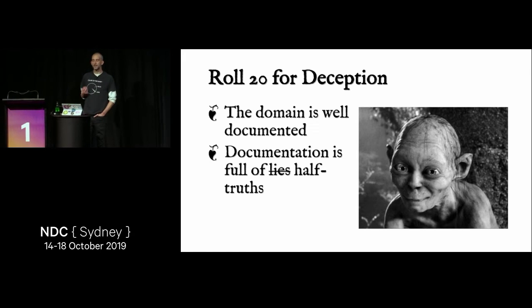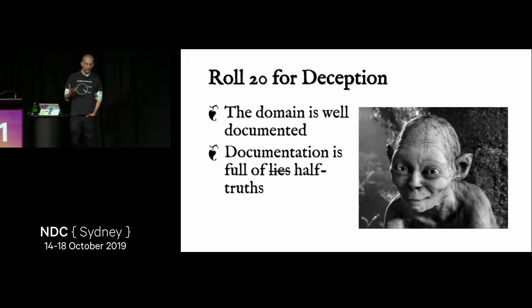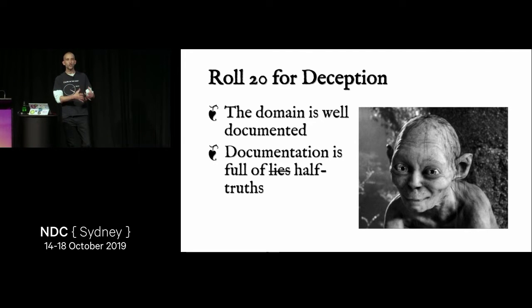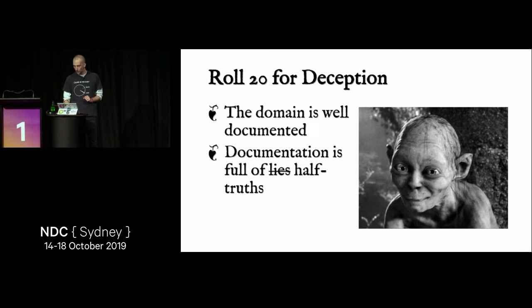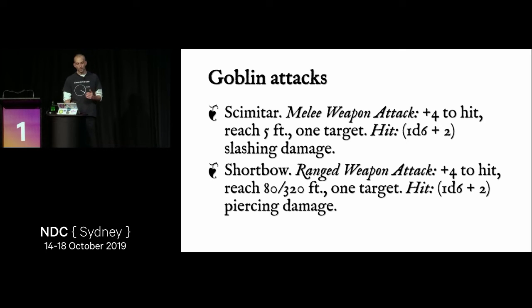The first thing is that my naive view was the domain is very well modeled because you have a rule book. People can take the rule book and start to play, so this should be pretty clear and pretty easy. As it turns out, it's full of lies or half-truths. So first statement, we started by saying attacks look either this or that, and this is a good pattern for what you should see in your code.